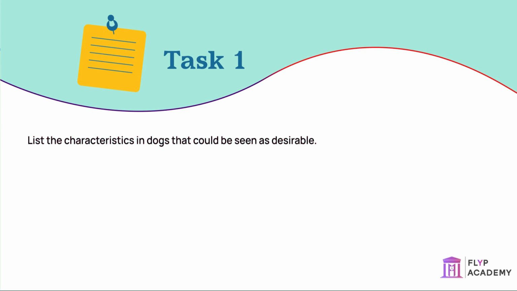The characteristics that could be seen as desirable include attractive colour, long fur, large eyes, friendly, nice temperament, short legs, smooth fur, curly fur. The characteristics could be anything that makes the dog more desirable to humans. It is important to recognise that these characteristics may not necessarily be advantageous to the dog in terms of its health or life.